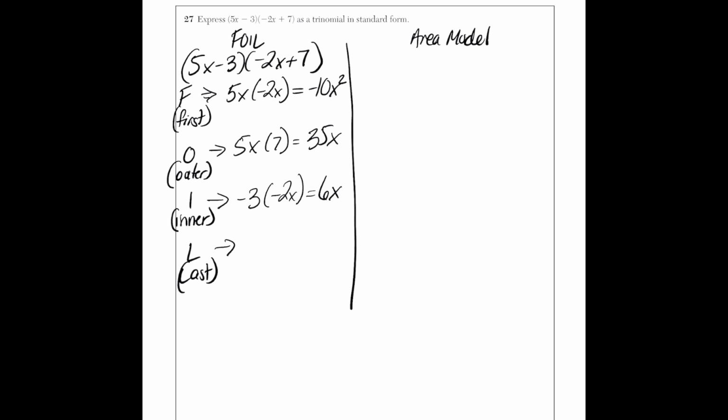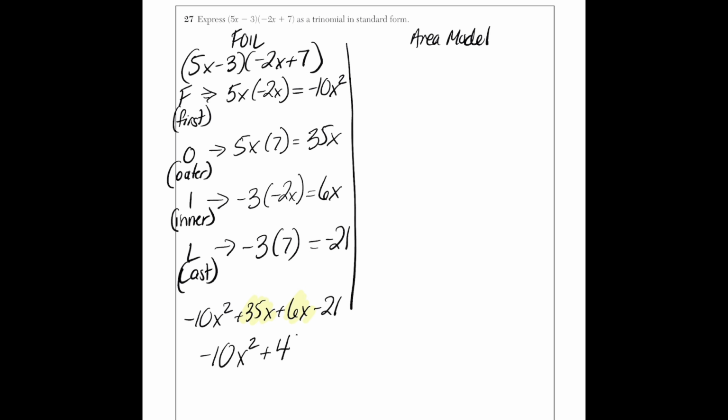And my last term, I have negative 3 times 7, which is negative 21. So now I have all my terms. I'm just going to rewrite it: negative 10x squared plus 35x plus 6x minus 21. Here are my like terms, so I can simplify this into a trinomial: negative 10x squared plus 41x minus 21 as my final answer.